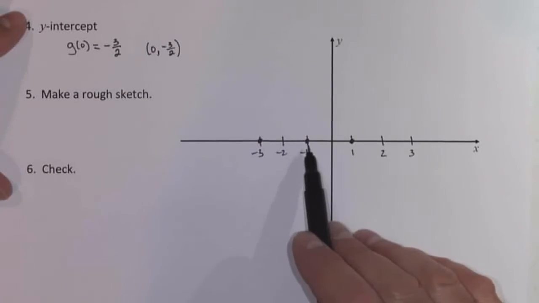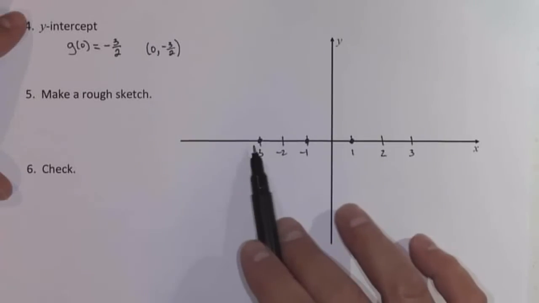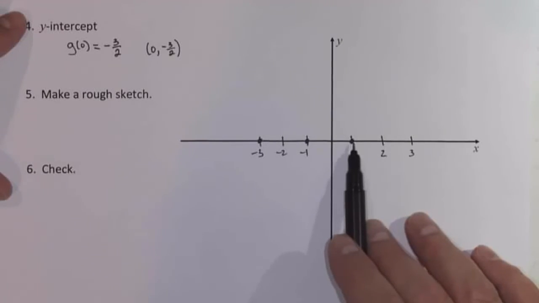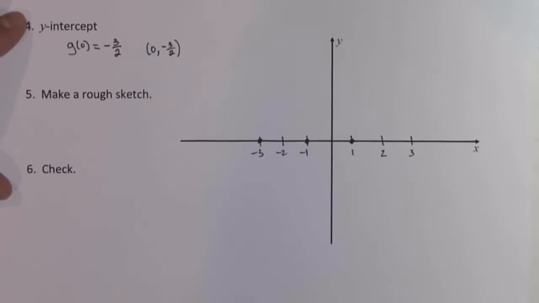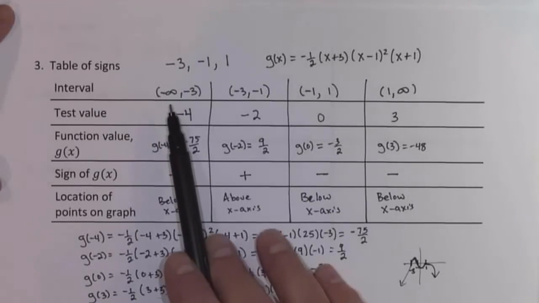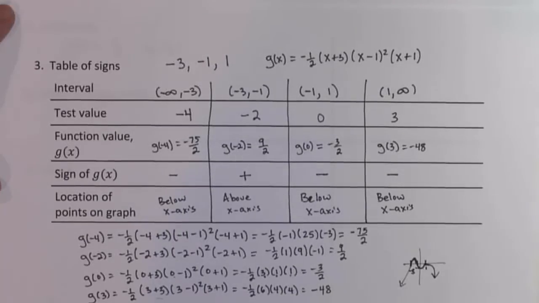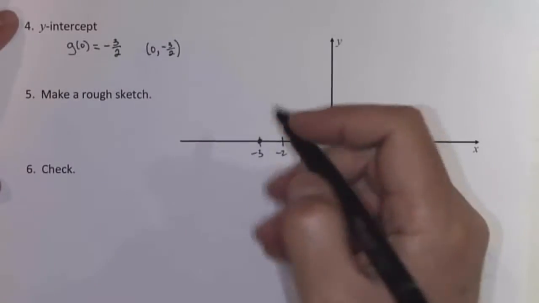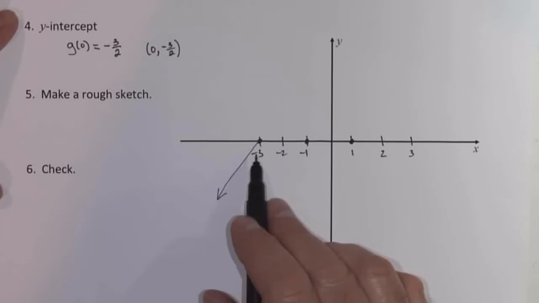We know that negative 3 and negative 1 had multiplicity of 1, which means our graph should cross the x-axis at those intercepts. We know that 1 has a multiplicity of 2, which is even, which means our graph should only touch there. In other words, our graph should be tangent to the x-axis at the point 1, 0. We have learned from step 3 that when we are in the interval negative infinity to negative 3, our graph is going to be below the x-axis. So our graph is going to be below the x-axis when we are to the left of negative 3.